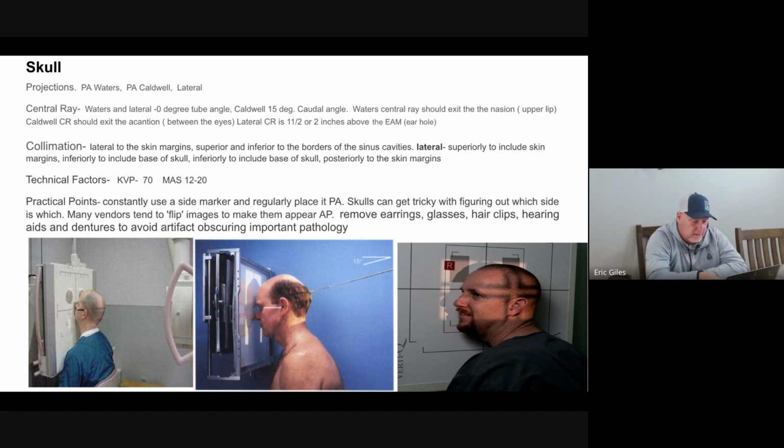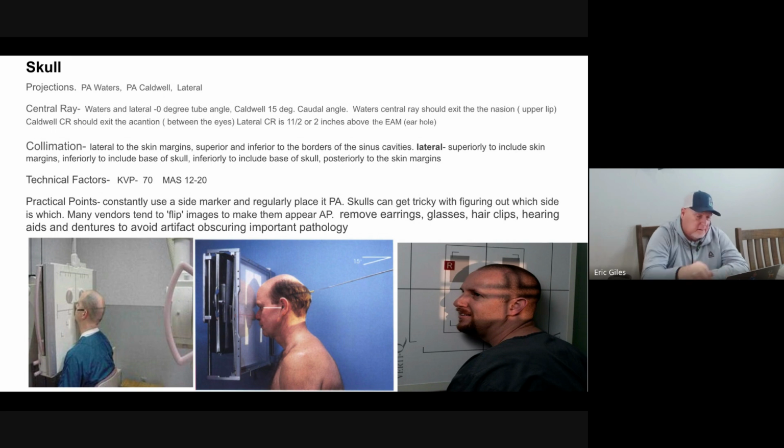Now the PA Caldwell, it's the opposite. The forehead and nose are against the image receptor. You're actually angling caudal, or down, 15 degrees, right? And your central ray is going to exit between the eyes. And then we've got our lateral, just an inch above the EAM, collimating to the sides of the head, the way they've done that there.